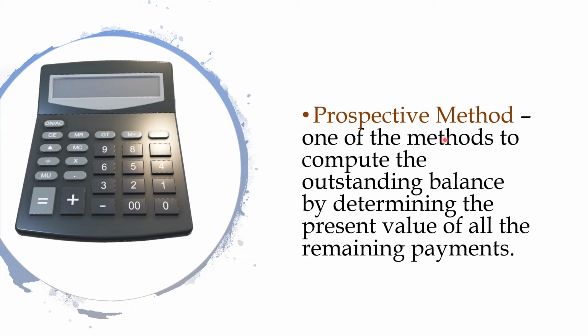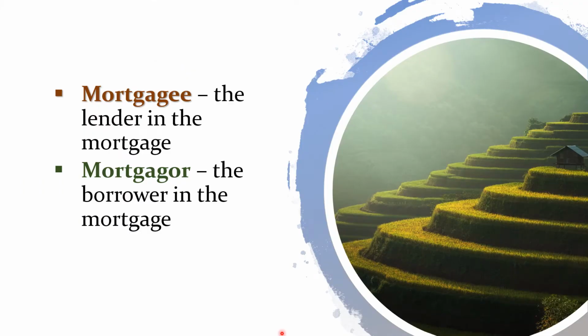Then we have prospective method. One of the methods to compute the outstanding balance. So, paano to? It is by determining the present value of all the remaining payments. So, that is the prospective method kung magkano na ba nga ba ang balance mo at the moment. Okay? That is prospective method. Now we have here the two terminologies. We have the mortgagee and the mortgagor. Okay, when we say mortgagee, the lender in the mortgage. Yung nagpapautang. The mortgagor, it's the borrower in the mortgage. Ito yung nangungutang. Okay?